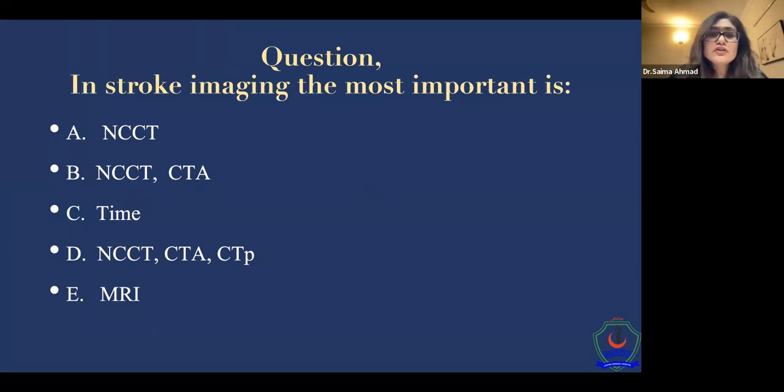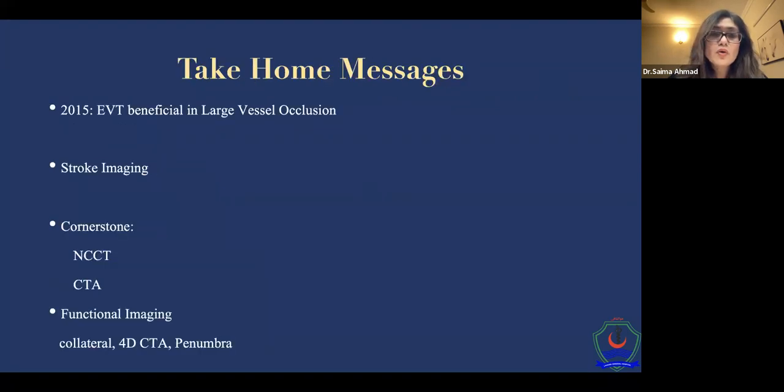So this is my question. In stroke imaging, what is the most important: non-contrast CT, CTA, time, CTP, or MRI? And I think that the most important is time, because whatever you are doing and whatever imaging you are selecting for your patient, you should be very fast. So you should do whatever you are comfortable with, and you should do it fast. So time is more important.